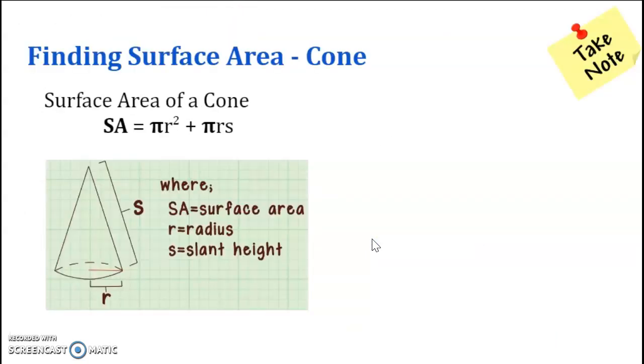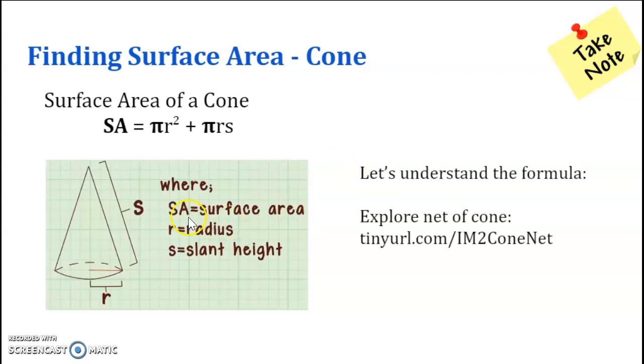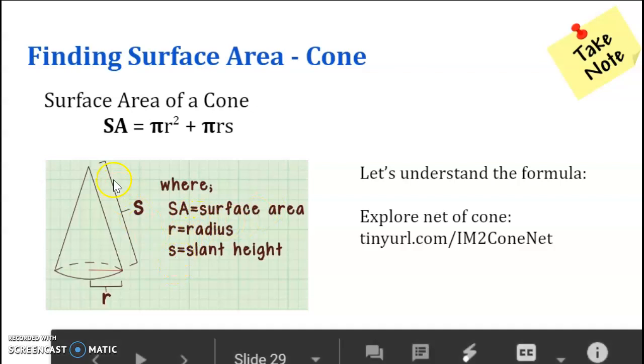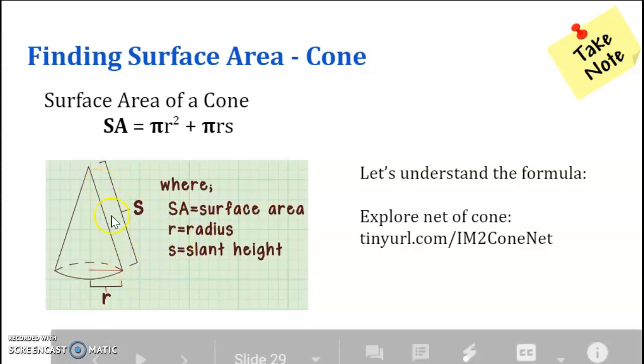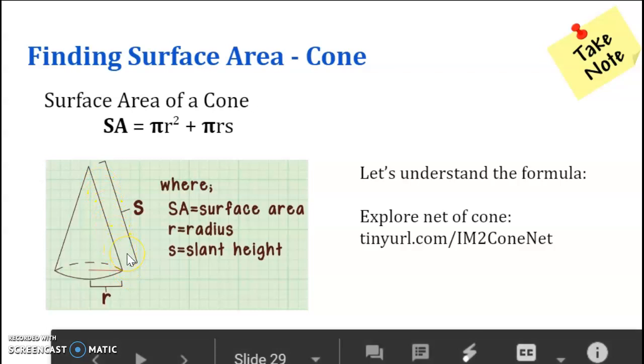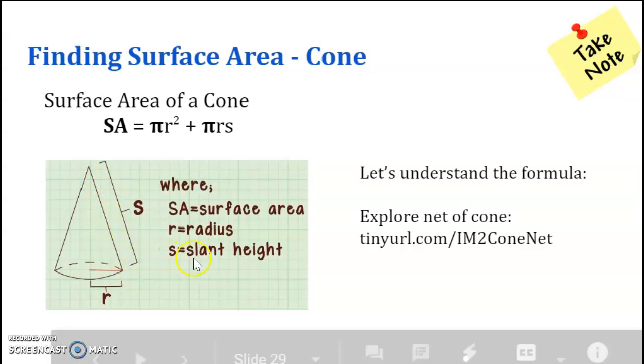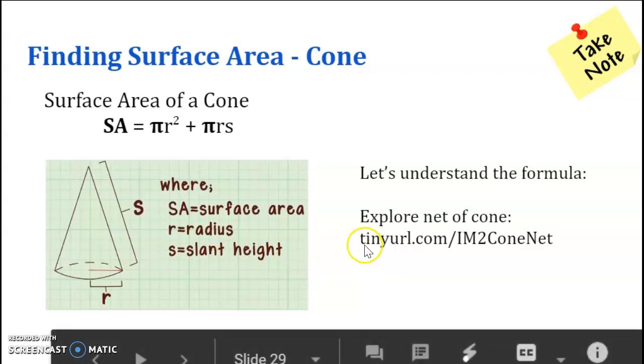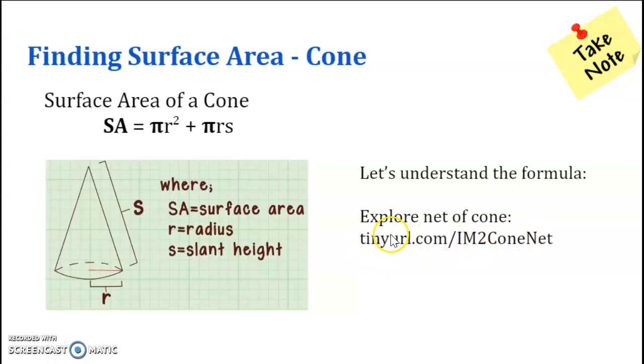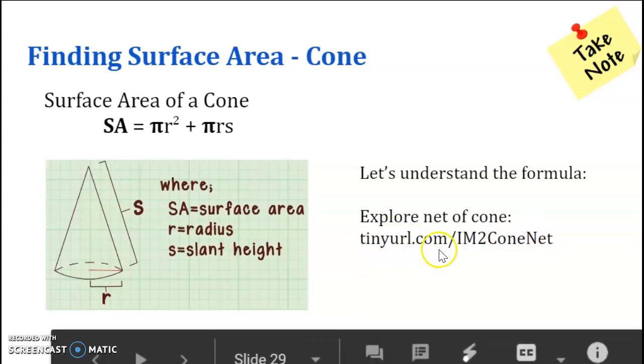Great. What about finding the surface area of a cone? The formula is given as pi r squared plus pi r s. Now let's consider how we got that equation. r is the radius and s again is the slant height. Just like the pyramid, we are back to slant height, not just regular height, but slant height. To understand this, go to tinyurl.com, IM2 cone net, and from there you will do some exploration. Please come back when you're done.